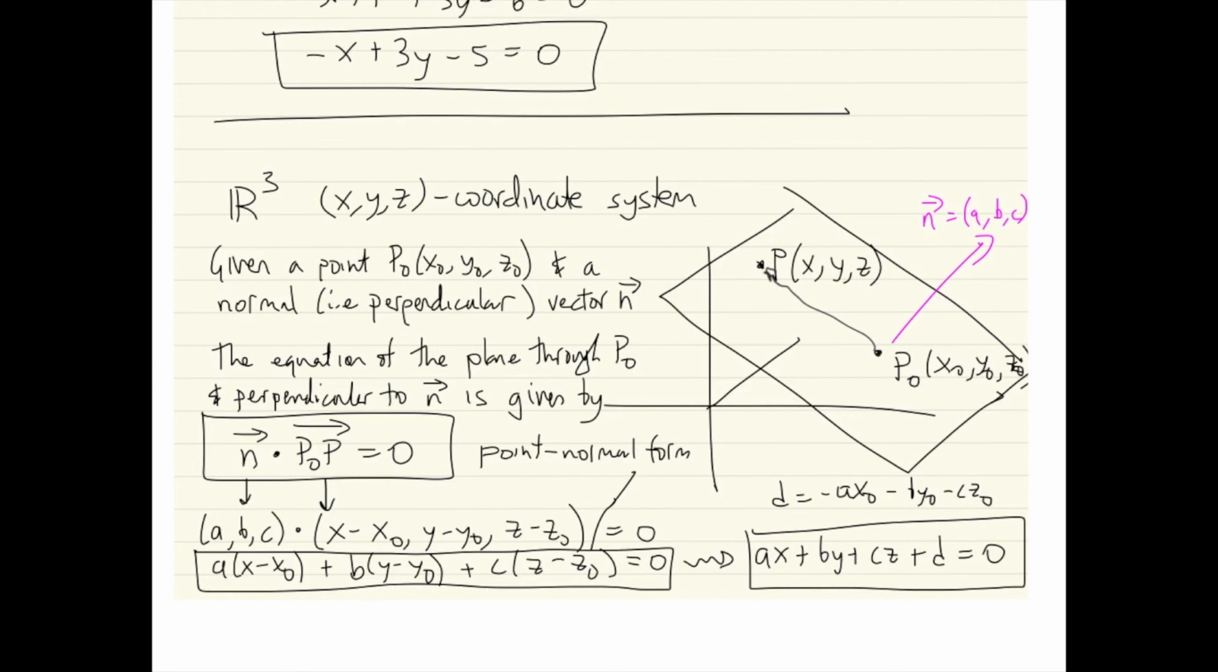So everything here seems to be a variable, but in practice, a, b, and c are numbers, whereas the real variables are x, y, and z. d is also, in practice, a number because you're given x0, y0, z0.